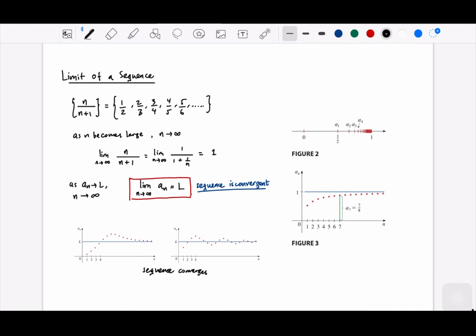So if there is a convergent sequence, there will be a divergent sequence, which means that there will be a sequence that is not going to have a finite or consistent value. We are going to go and observe those sequences.